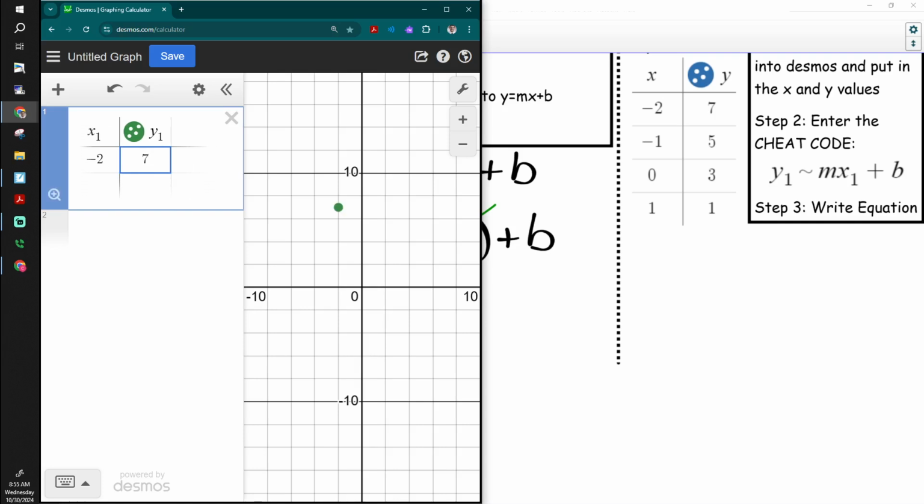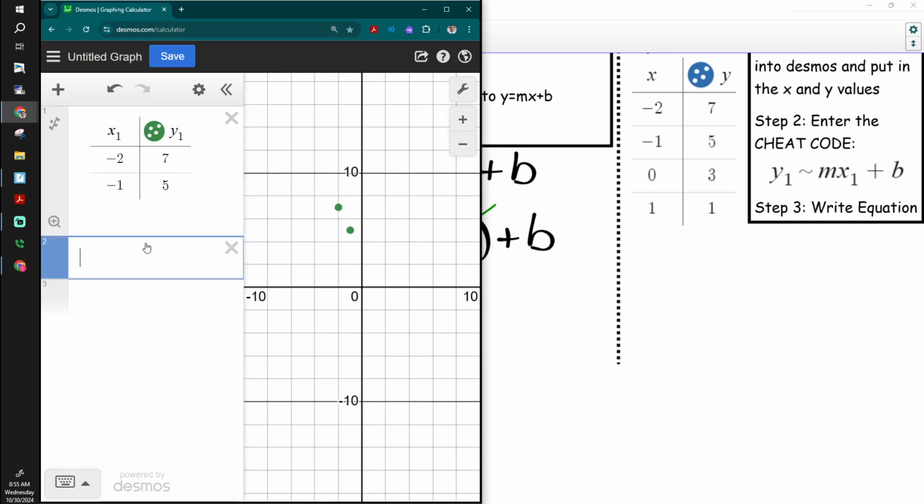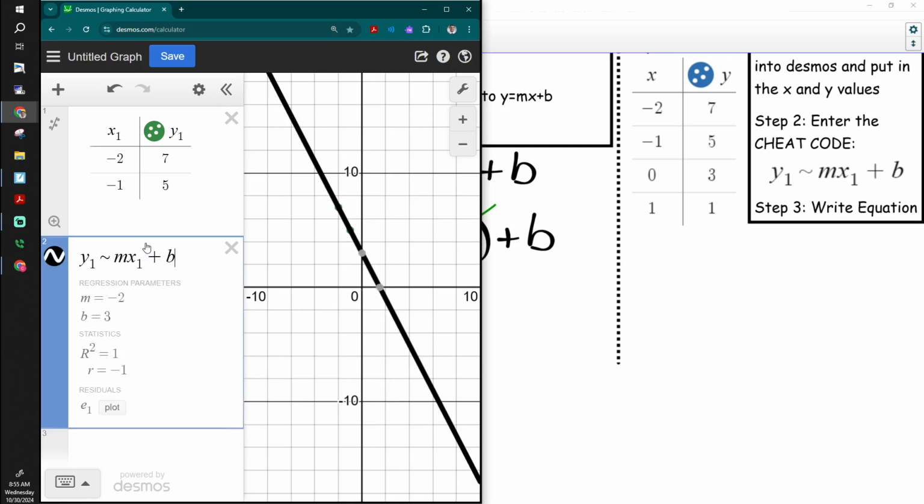(-2, 7). (-1, 5). I see my 2 points, and now Desmos is going to find the line that goes through them: y1 squiggly mx1 plus b. And just like that, what does Desmos tell me? We know that M is -2, and we know that B is 3. It told us M, it told us B. Do we need anything else? That's it. M is -2, B is 3.